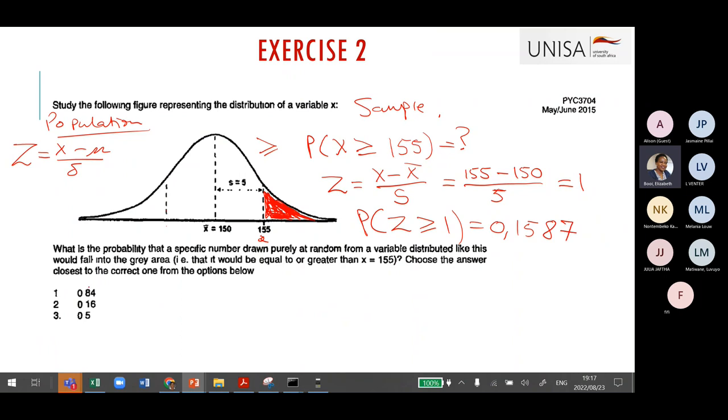What did we get? 0.15887. But the answer here is in 2 decimals. So for 2 decimals, the number to the right is where we want to stop. So it means we need to add 1 to the rest number. So the answer will be 0.16. Easy, right?